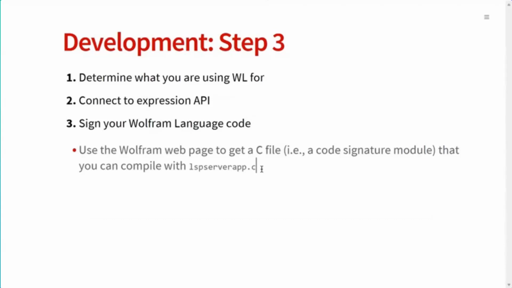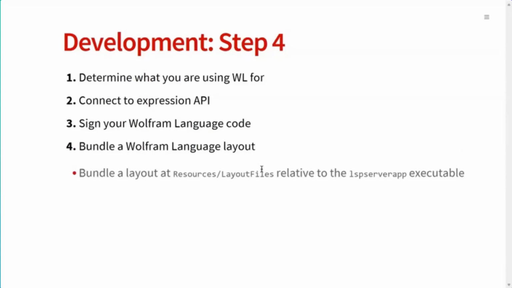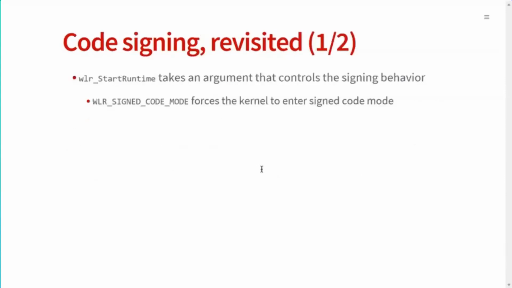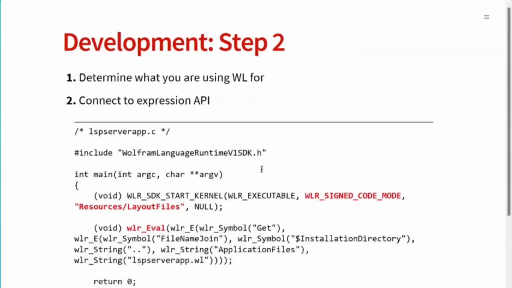And once you've done that, your executable will understand that the Wolfram language file is signed. So then you want to bundle the layout so that it's kind of standalone. And that is where something else that is irrelevant from the C file comes into play.